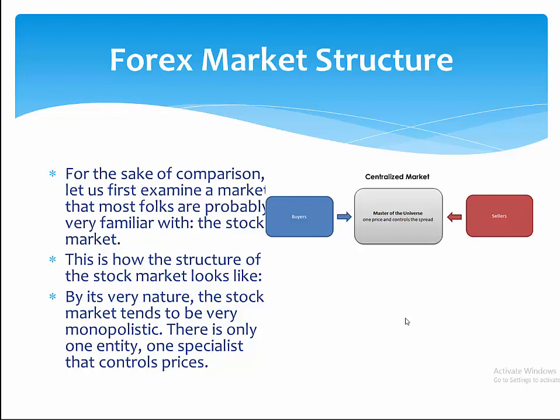By its very nature, the stock market tends to be very monopolistic. There is only one entity, one specialist, that controls prices. But this is the centralized market. The buyers, masters of the universe. One price controls the spread, then sellers.